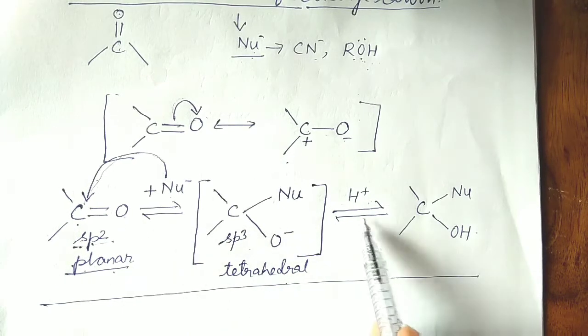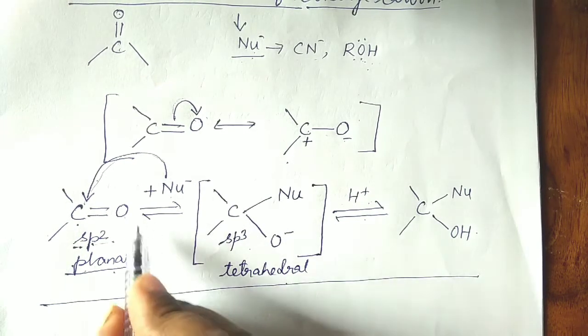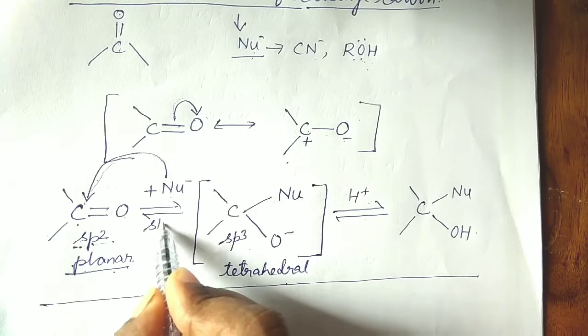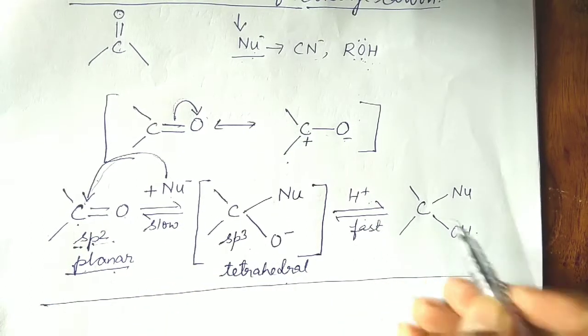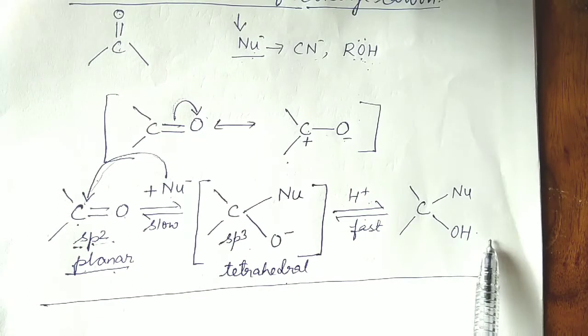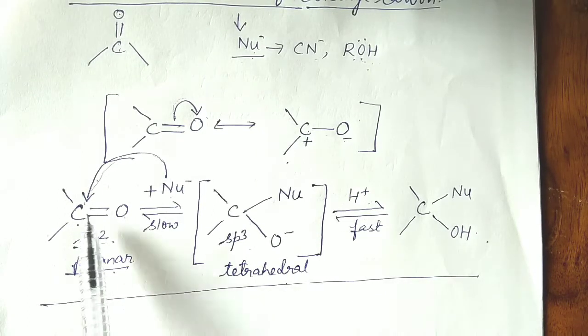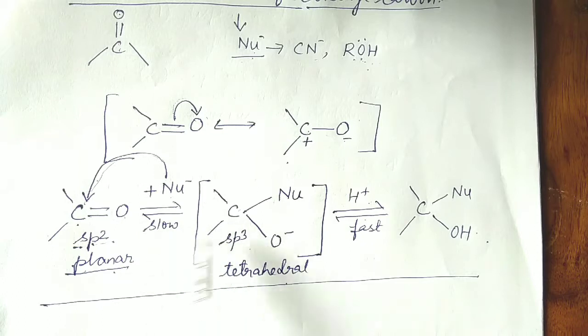Now both the reactions are reversible. The first part is the slow reaction, and the second part, abstraction of proton, is the fast reaction. So if anybody asks you about the rate determining step, formation of the intermediate is the rate determining step of the nucleophilic addition reactions of carbonyl carbon.